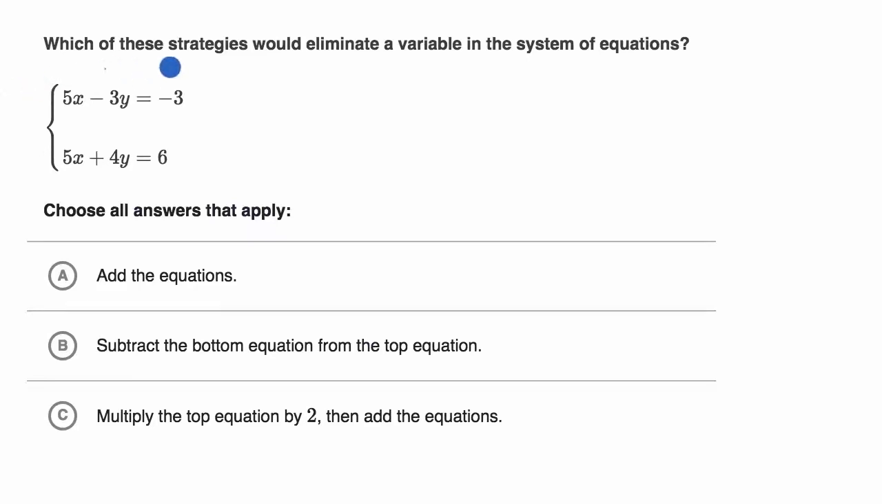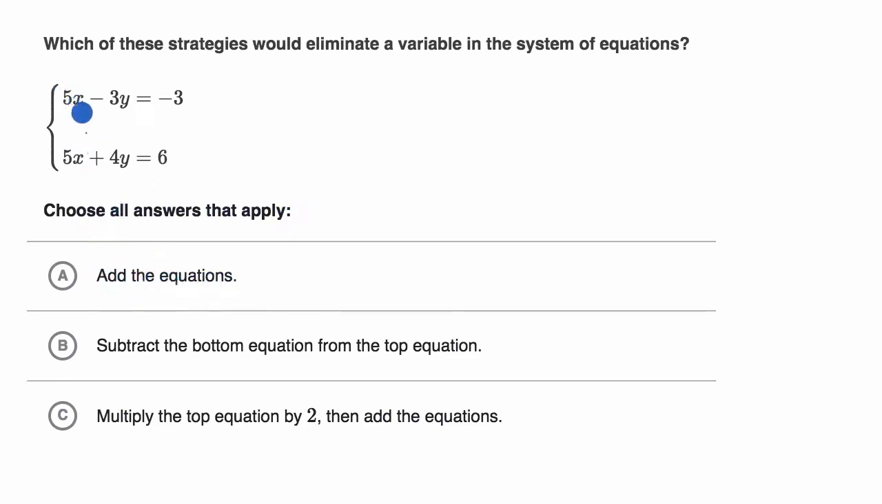We're asked which of these strategies would eliminate a variable in the system of equations. Choose all answers that apply. So this first one says add the equations. Pause this video. Would adding the equations eliminate a variable in this system? All right, now let's do it together.